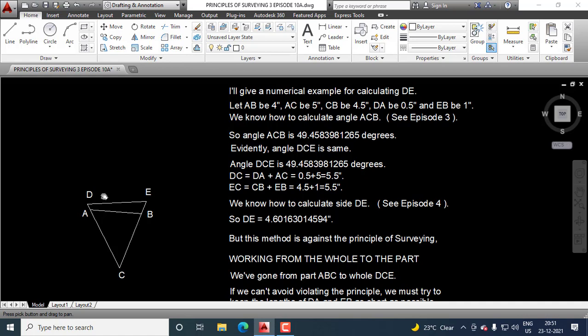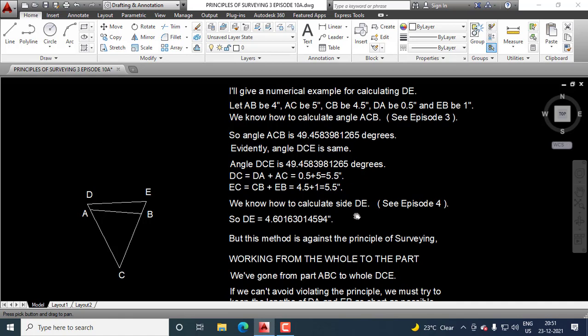DC is DA plus AC. DA is 0.5 inch, AC is 5 inches, so DC is equal to 5.5 inches. EC is equal to CB plus EB. CB is 4.5 inches, EB is 1 inch. So the total is 5.5 inches.